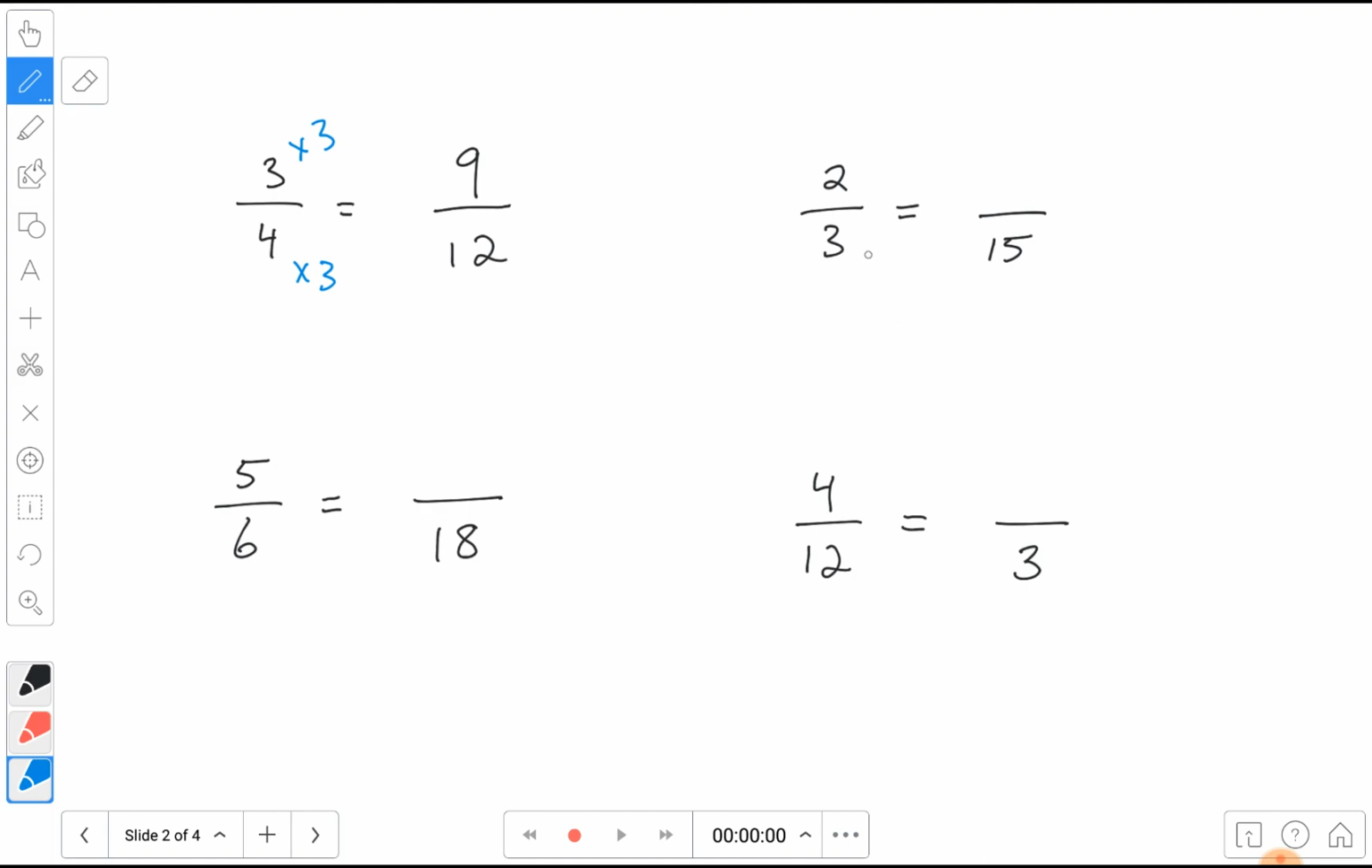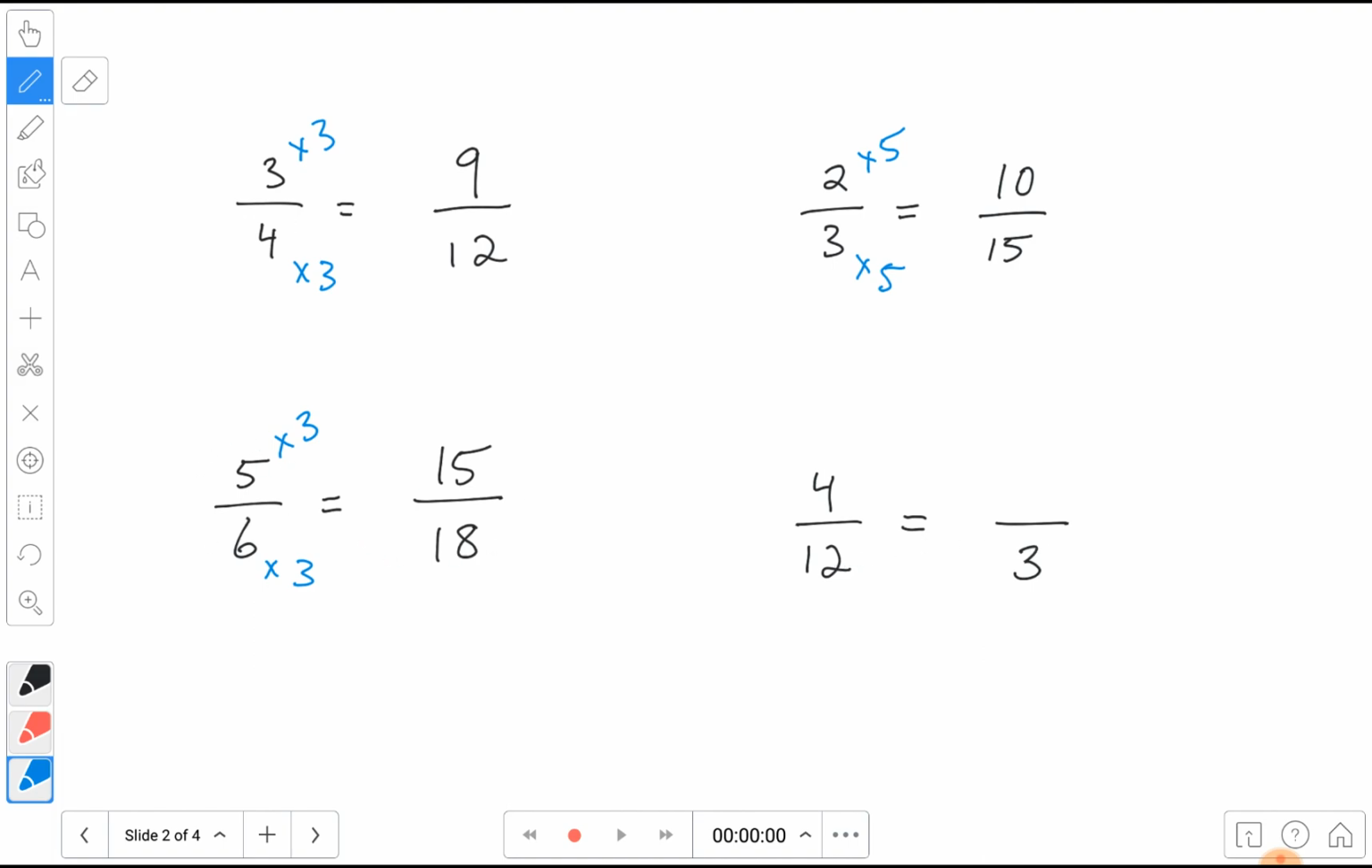Let's look at this one here. How do we go from 3 to 15? We multiply 3 by 5. If we do the same thing to the numerator, then 2 times 5 is 10. So 10/15 is the same as 2/3. 2/3 is the simplified version of 10/15. Here we need to go from 6 to 18, so we multiply 6 by 3. Do the same to the numerator, and 5 times 3 is 15. So 15/18 is saying the same thing as 5/6.